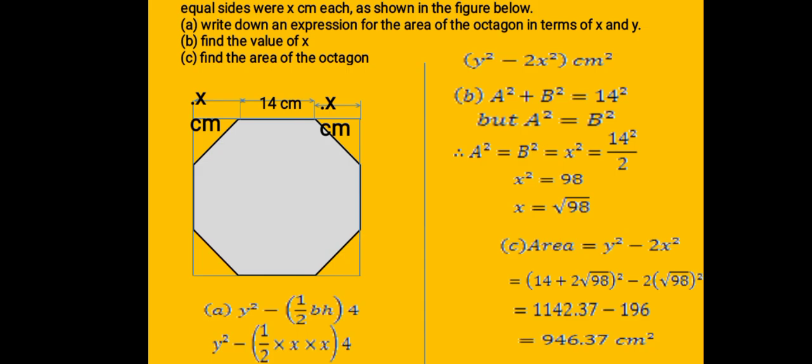Now substituting the values, we know that x is equal to the square root of 98. So substituting the value, we find that y squared is equal to 1442.37, and 2x squared is equal to 196. So the area of that octagon is 946.37 centimeters squared.